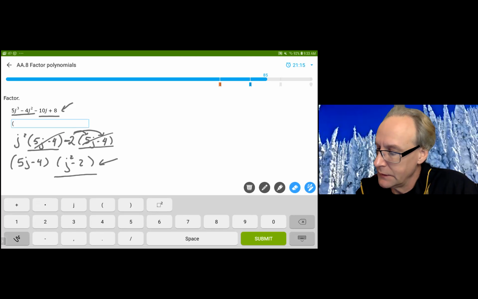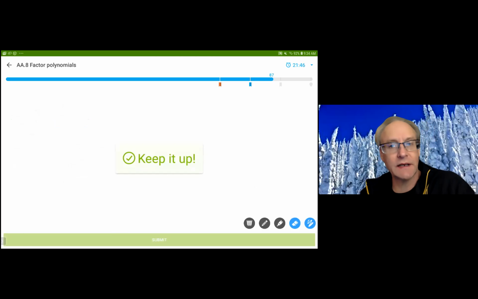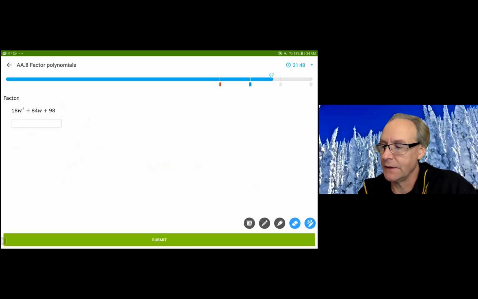Let's do 5j minus 4. I made it pretty by separating it. And we have a j squared. And I'll separate this one too, minus 2. Make sure it's the right one. And I could multiply 5j times j squared and get 5j cubed. I could multiply negative 2 times negative 4 and get the positive 8. And look at my middle terms, and I know for certain it's right. It's always good to check on occasion, especially when you're getting toward the end.